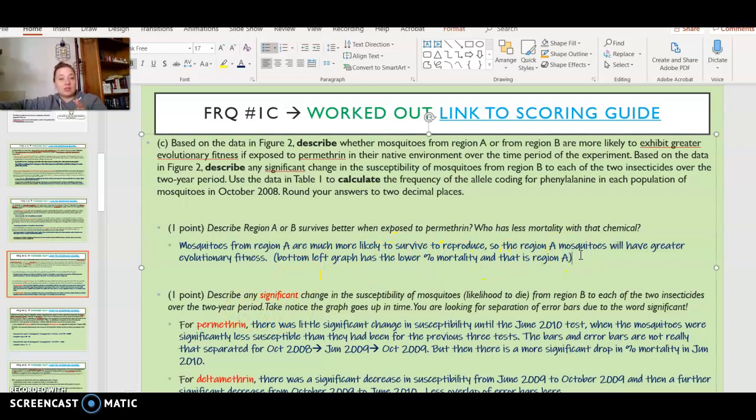Remember that evolution content is not on this year's exam. This just was a good question otherwise, but this is a little bit of evolution here.